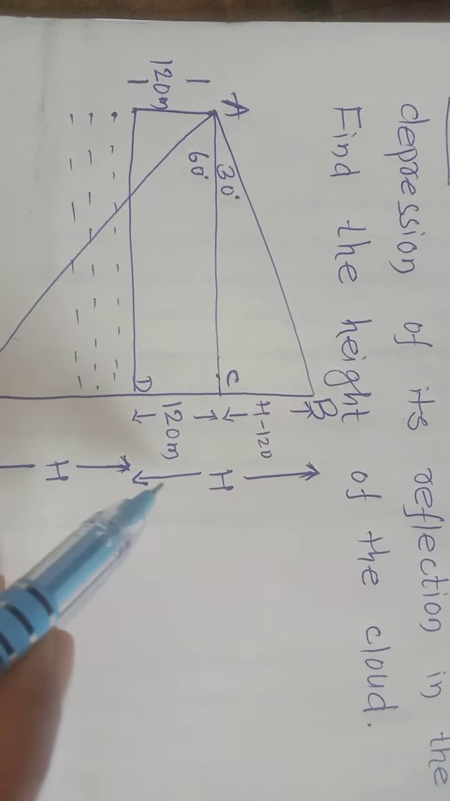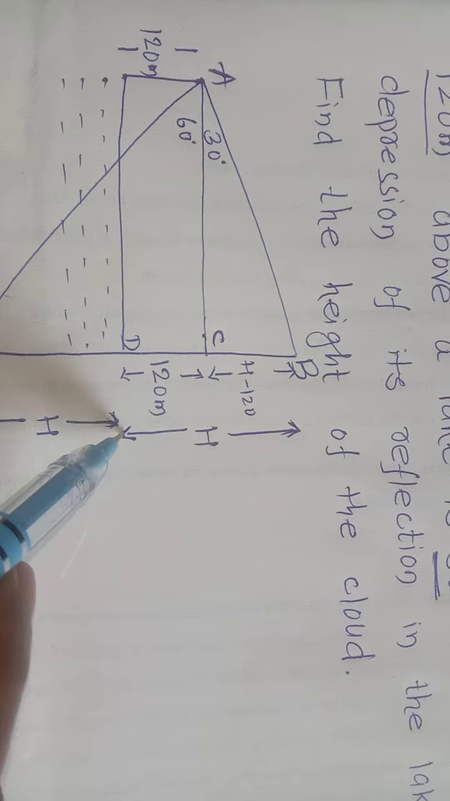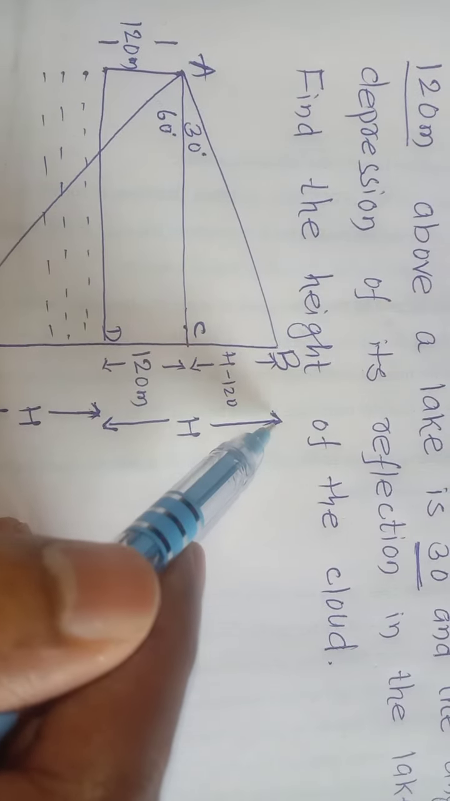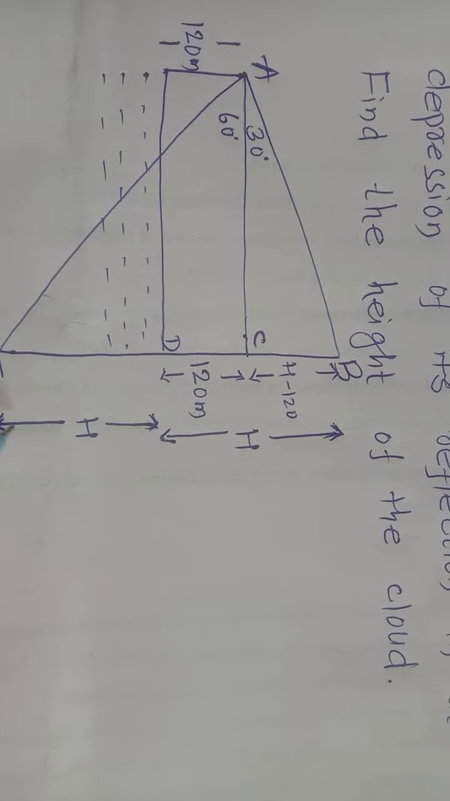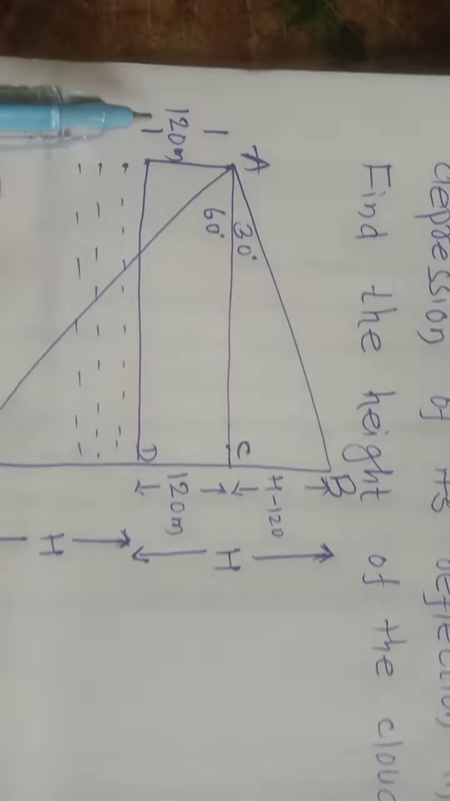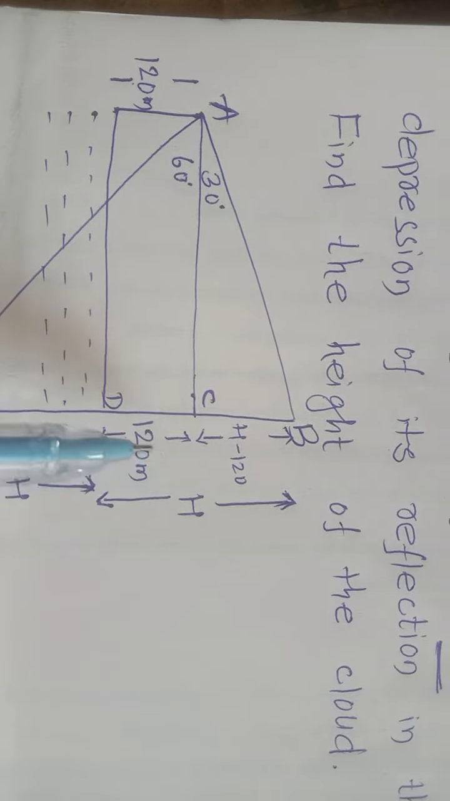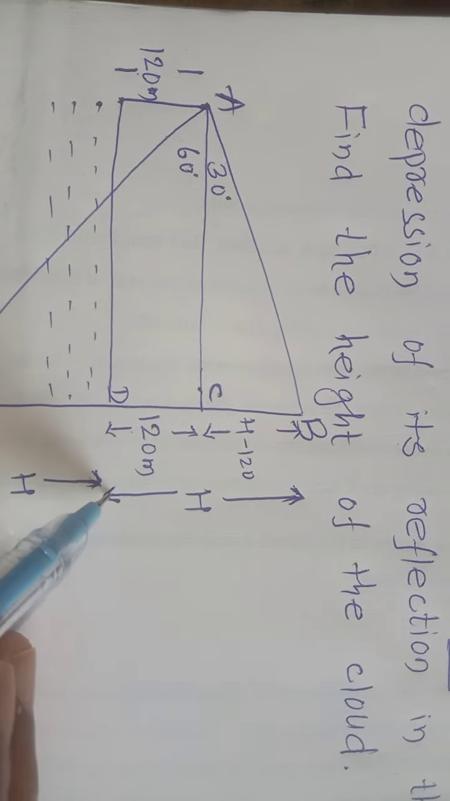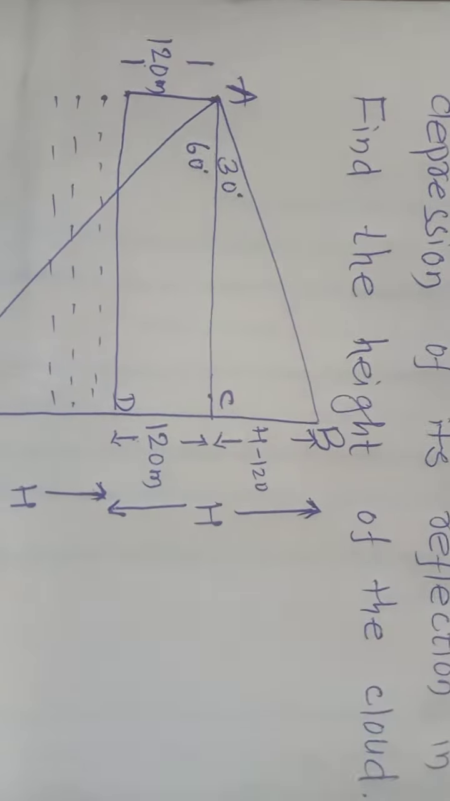So this is the total height from the bank of the lake to the height of the cloud, which is h, and its reflection is also the same height in the water. So if it is 120 meters and it is also the same 120 meters, and I took this total as h meters, then BC will become h minus 120.